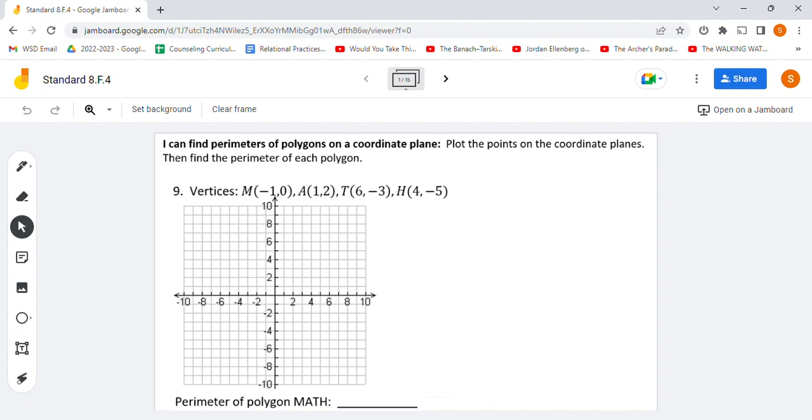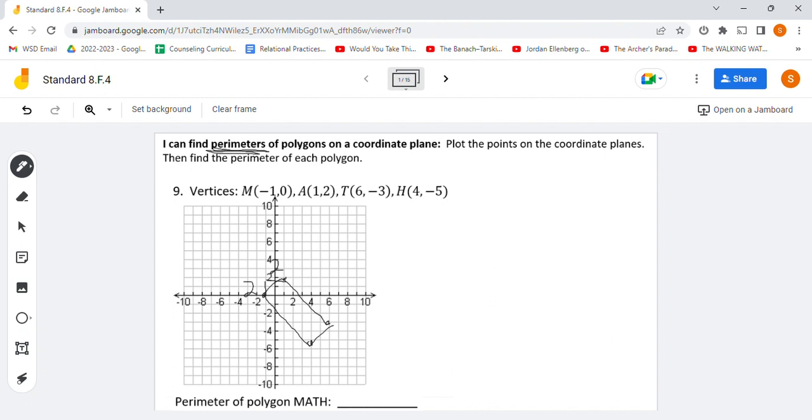For this question, we need to calculate the perimeter of a polygon. We're given the vertices, but we need to find the lengths of each of the edges in order to add them together for our perimeter. So we're going to graph those vertices. It's at -1, 0, then 1, 2, 6, -3, and 4, -5. Gives us these 4 vertices right here. 1, 2, 3, 4. And we need to calculate the perimeter, so we're going to draw right triangles outside here. This one on the top left has edges of 2 and 2.